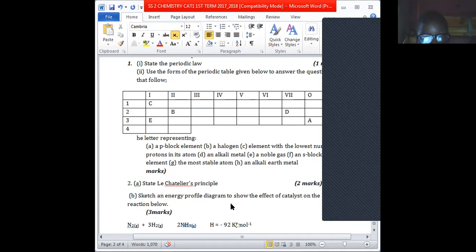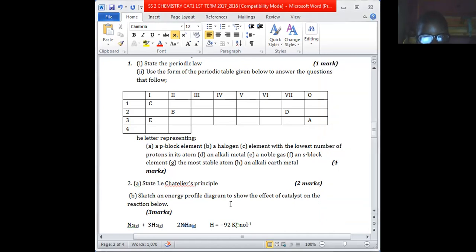The next one is: sketch an energy profile diagram to show the effect of catalyst on the reaction below. Now the first thing you should ask yourself is, what kind of reaction is this? Is it an exothermic reaction or an endothermic reaction? Exothermic. Okay, good. You are still going to draw this because it's something you can do. Since you didn't do that, I will still guide you on how to do it.